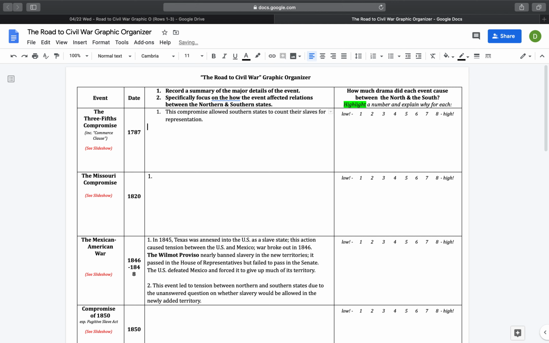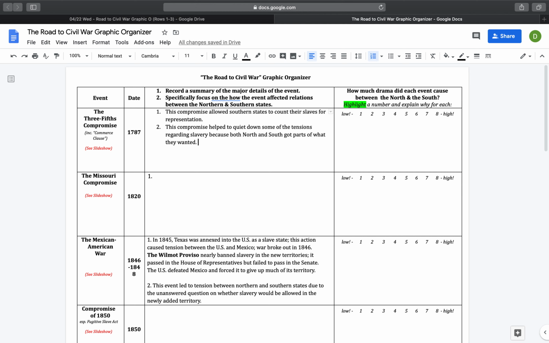Something to that order. And the number 2 question is, how does this event affect relations between the northern and southern states? So I might argue that this compromise helped to settle the differences for a temporary time. It did quiet down some of the issues, right? So this compromise helped to quiet down some of the tensions regarding slavery, because both North and South got a bit of what they wanted.